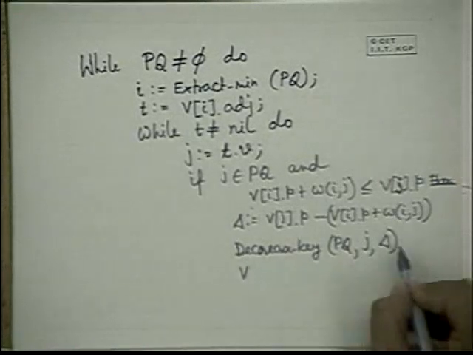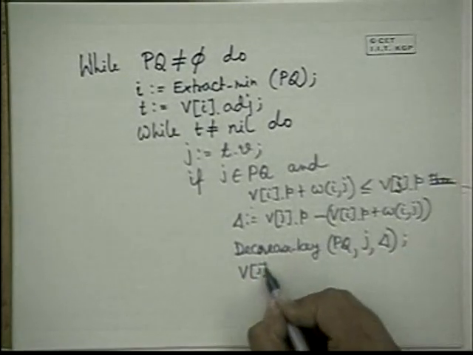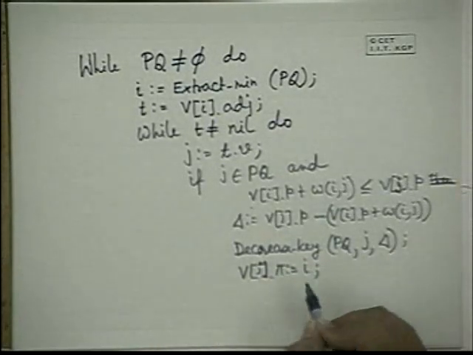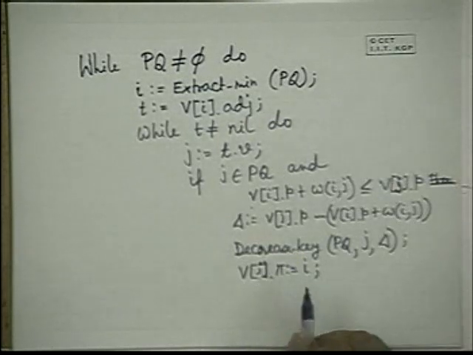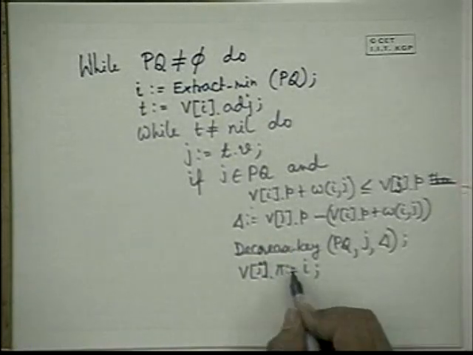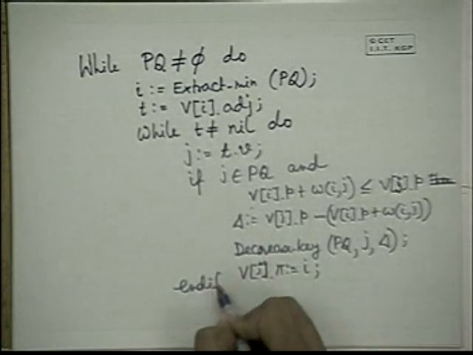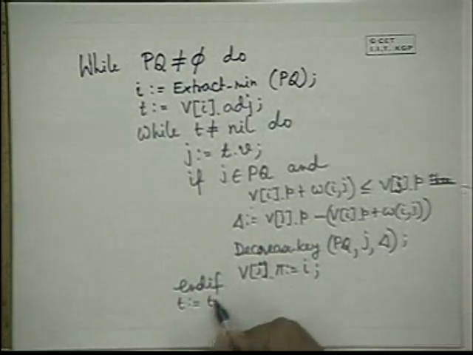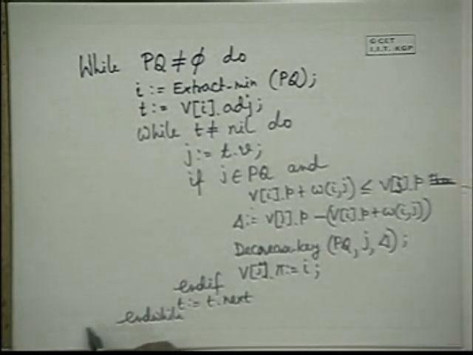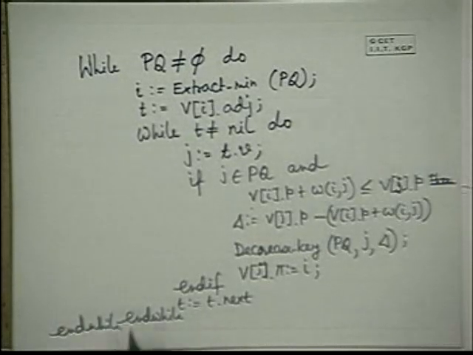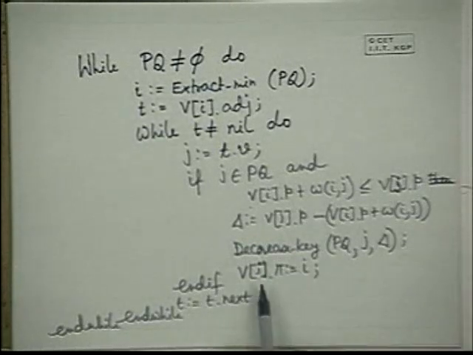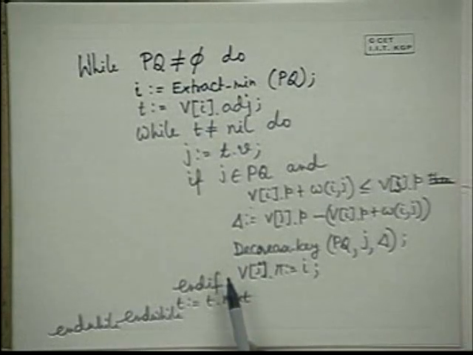And not only that, you assign Vj dot pi. So Vj dot pi is equal to I. In this case, if you choose j at some point of time, you have reached j through I. You are just recording that fact. And this is the end if. T is equal to T dot next, end while, and end while. So that's the algorithm. So that is the entire algorithm for Dijkstra's shortest path.